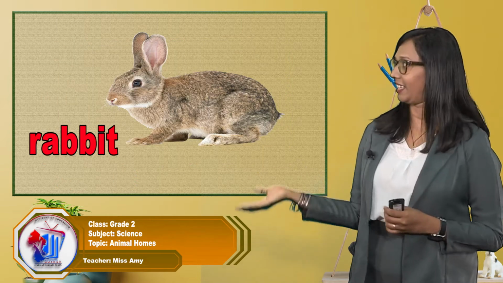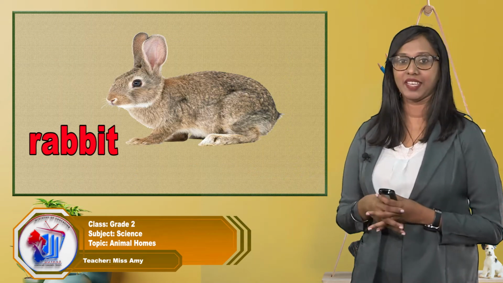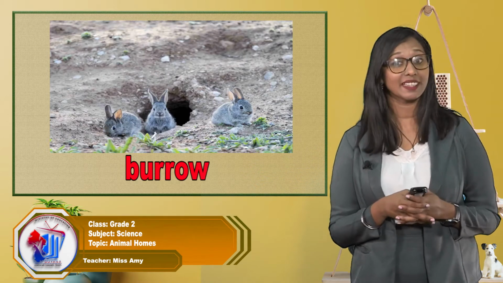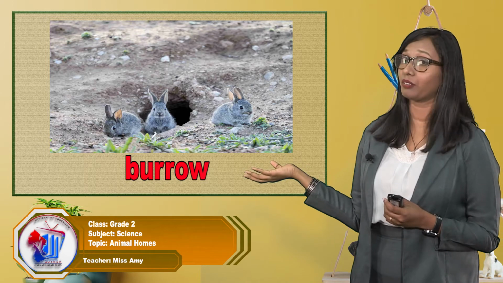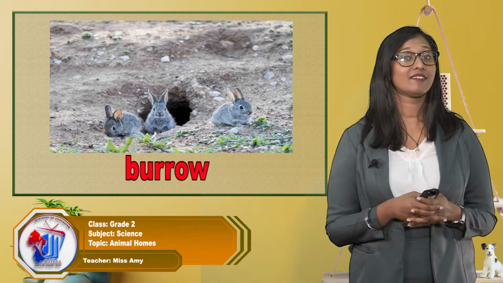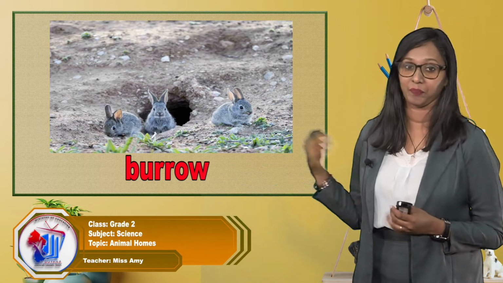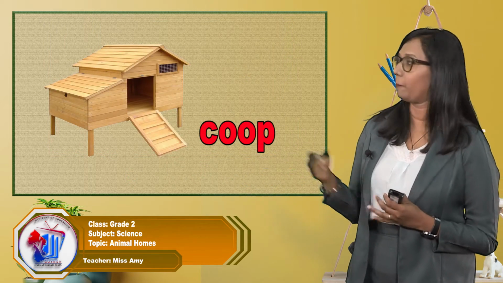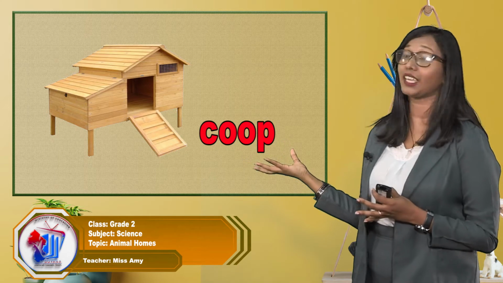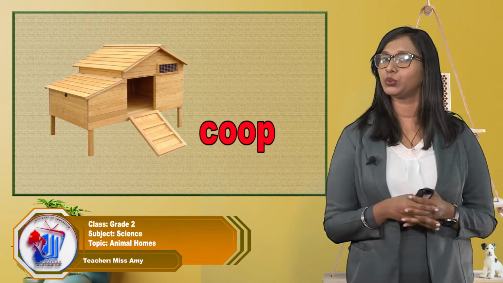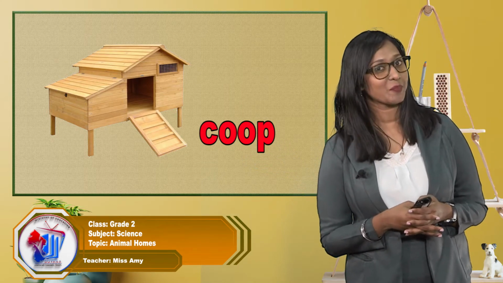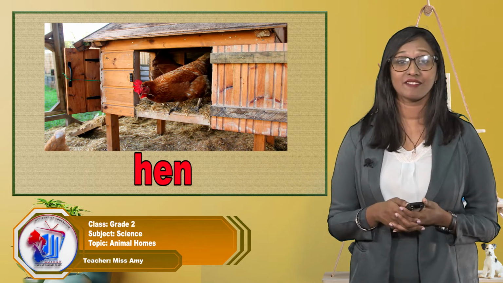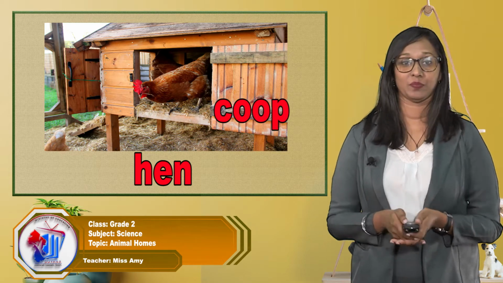Now, take a look at this animal. We have a rabbit. A rabbit lives in a burrow. Take a look at this home. This home is called a coop. Who do you think lives in a coop? A hen. A hen lives in a coop.